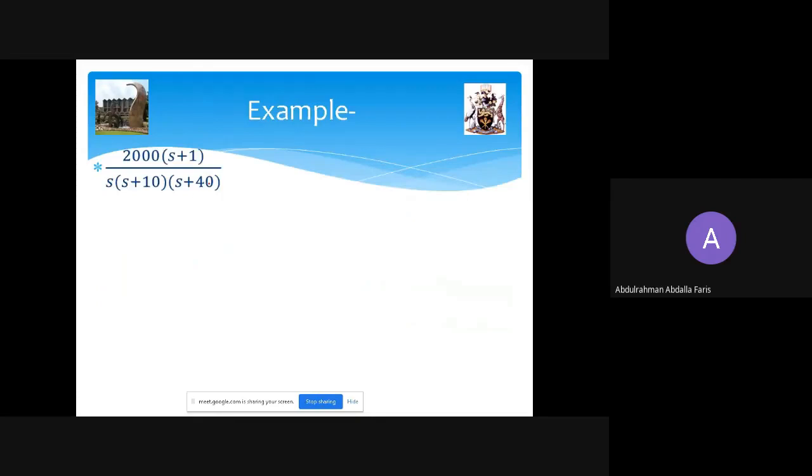So for this example, you need first to express this into time constant form. So you have 2000 times s plus 1 over s. So you factor 10, so you have s over 10 plus 1, s over 40 plus 1. Since we factor 10, we'll have 10 here and 40 here.